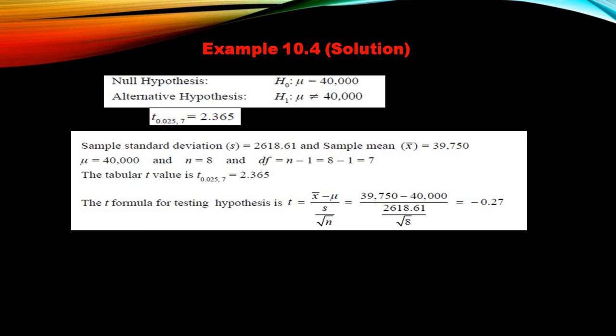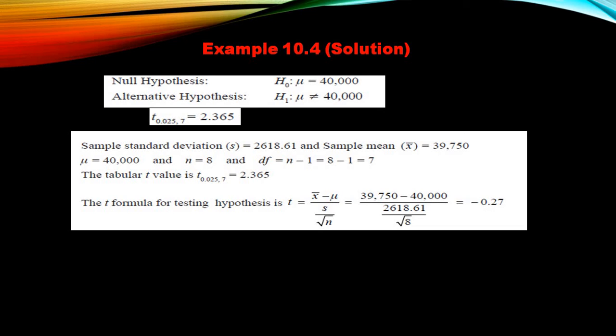Now the sample standard deviation, the s, is given to be 2618.6761 and sample mean x bar equals 39,750. Now mu equals 40,000, n equals 8, and remember in the t-test you have to look for degrees of freedom. Degrees of freedom is always n minus 1. N over here is 8, so 8 minus 1 equals 7.